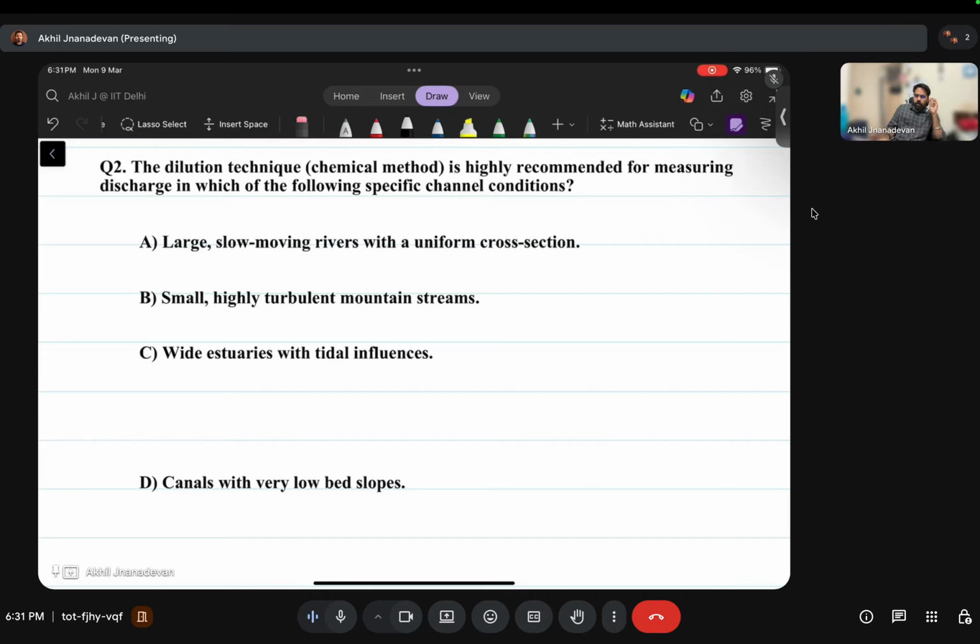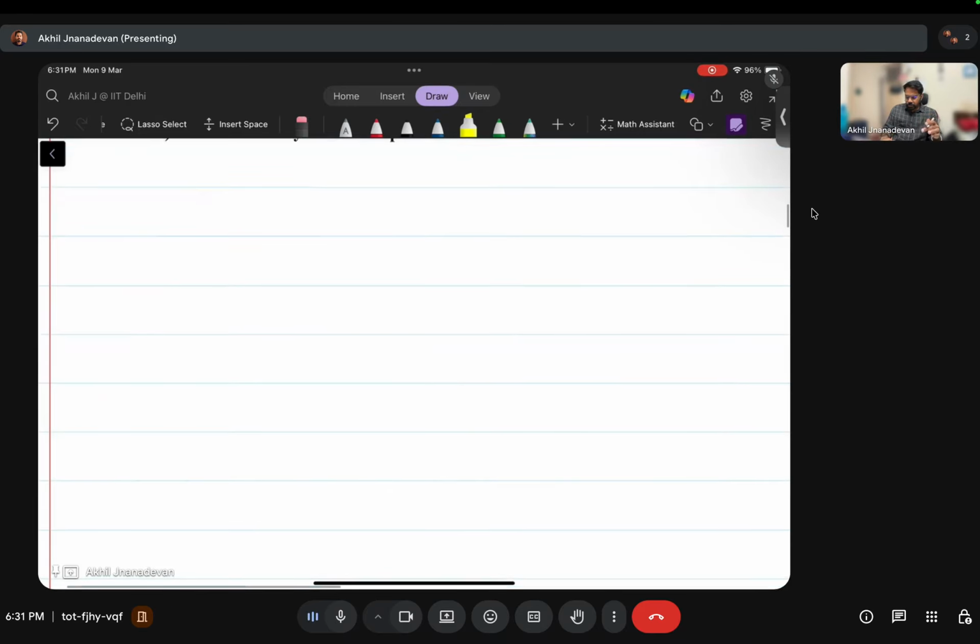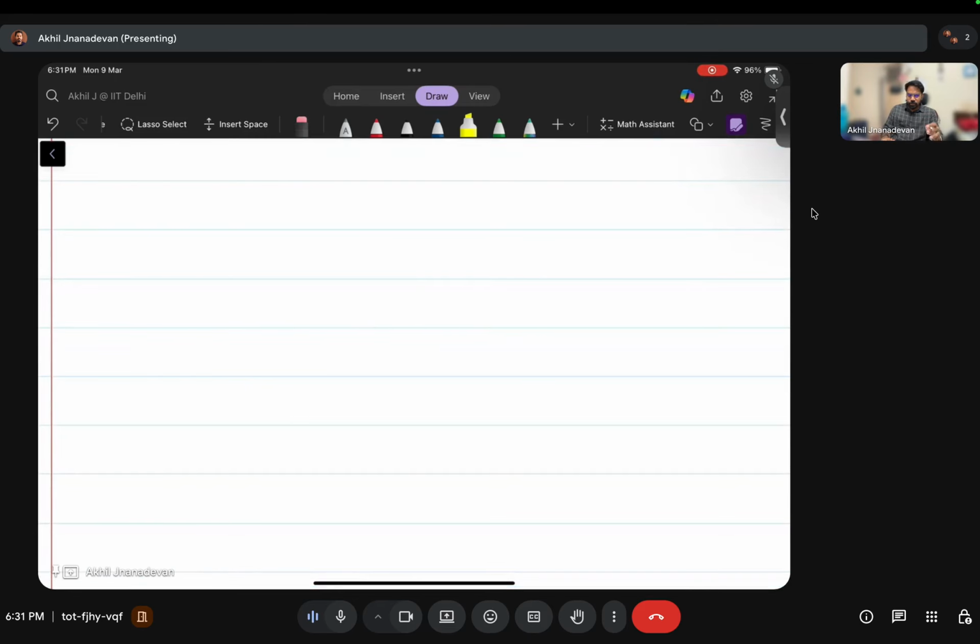So this is another method. Without measuring the velocity, we can find the discharge directly using what is called the dilution technique, or chemical method. That is the dilution technique or chemical method. It is highly recommended for measuring discharge in which of the following specific conditions. So it is asking in which of the following conditions this is recommended. Okay, so we will just see what the principle behind this chemical method, or the dilution technique, is.